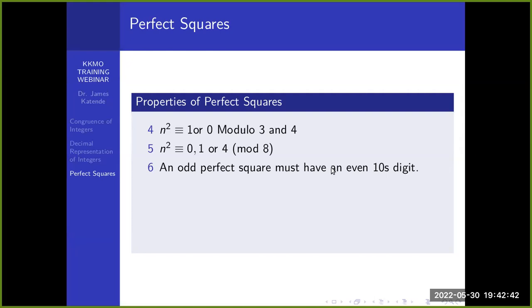The next one says an odd perfect square must have an even tens digit. Again, this is something you can use in a problem. If it's an odd perfect square, then its tens digit must be even. If you consider an example of an odd perfect square, for instance, 15 squared is 225, I think. You can double check that. Anyway, you can see the tens digit is even. If it's an odd number and the tens digit is not even, then that will not be a perfect square.